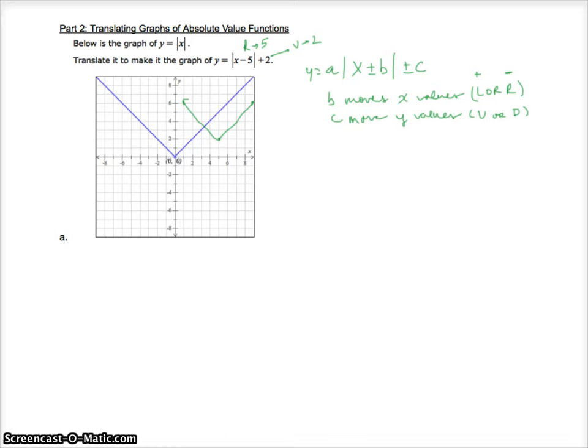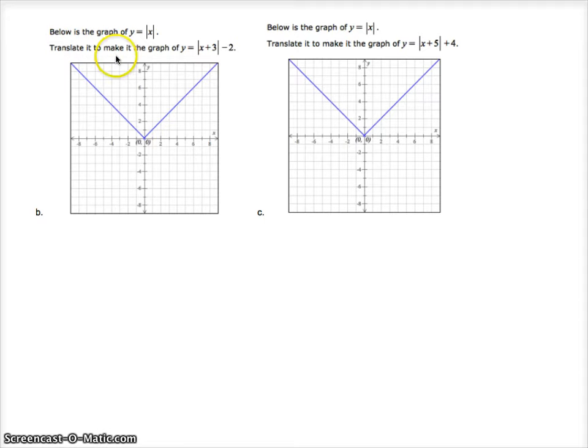Let's look at a couple more examples. Here, in part B, translate the graph to make the graph of y equals the absolute value of x plus 3 minus 2. Here I have addition, so remember in the last video we identified that we have to look at the opposite direction. So since it's plus 3, I'm going to move left 3 spaces. And if it's minus 2, I'm going to move down 2 spaces. Okay, so I'm going to go left 3, 1, 2, 3, and down 2. Since there's no leading coefficient to change my slope of the lines, it's going to be 1 to 1.